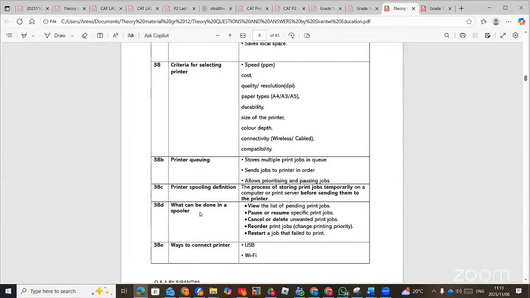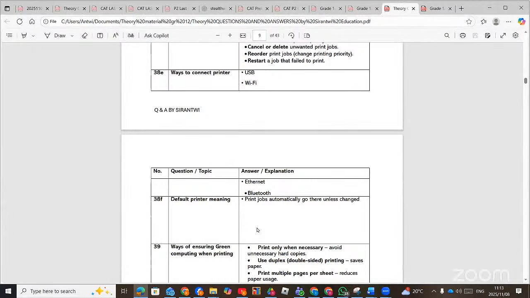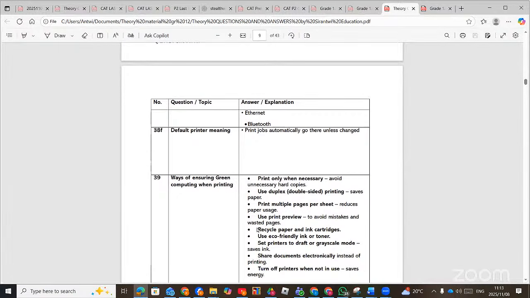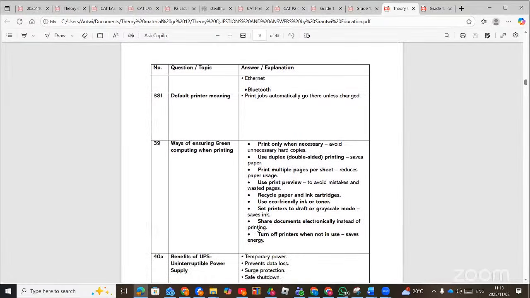And then what can you do at the spooler? You can view, you can pause, you can cancel, reorder, and restart the job. They can ask you this type of question also. Ways to connect printers: either through USB or Wi-Fi. What's the meaning of default printer? And then green computing, how to ensure green computing.